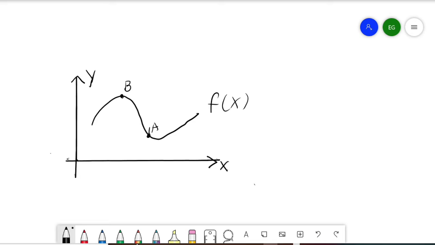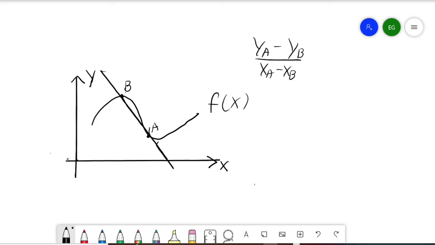Now, what we will do is draw a line through both of those points. And we know the formula of the slope of a line. So if we know 2 points on it, so here A and B, we know it's going to be y of A minus y of B divided by x of A minus x of B.